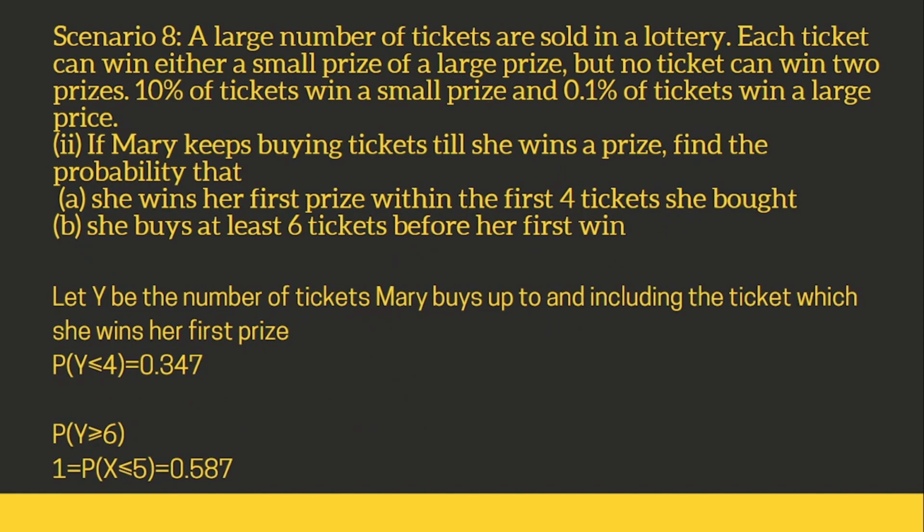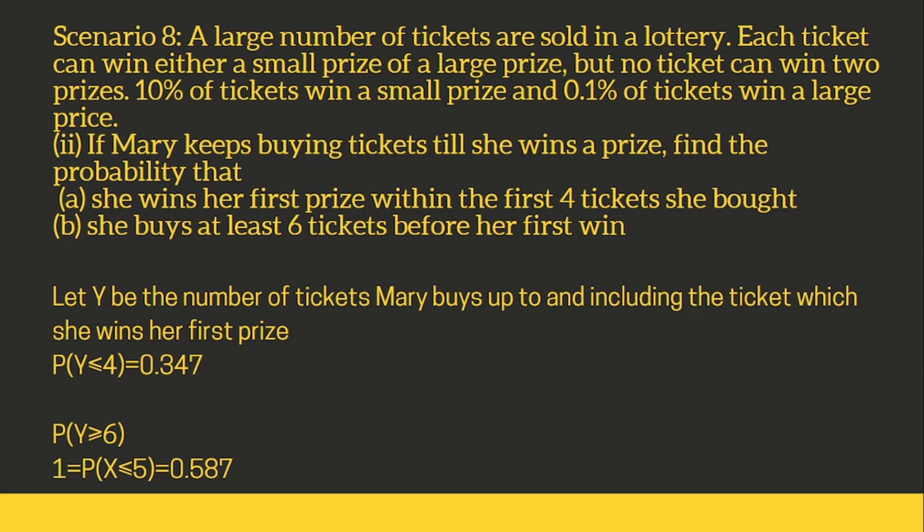And then for part 2, if Mary keeps buying tickets till she wins a prize, find the probability that she wins a prize within the first 4 tickets. So this is going to be a new random variable. We're going to let y be the number of tickets Mary buys up to and including the ticket which she wins her first prize. So the probability of y less than or equal to 4 will just be 0.347.